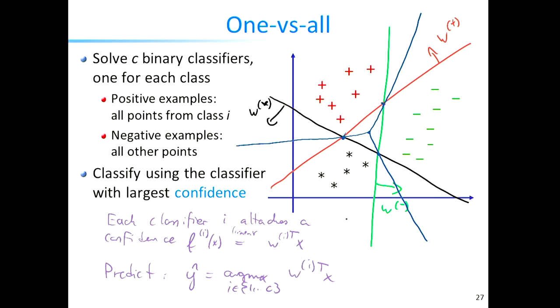Everything down here will be stars. Down here you'll predict minus, and up here you'll predict pluses. Here you'll predict pluses, here you'll predict star, and up here you predict minuses, and so on. So you see what I mean. These are the resulting decision boundaries you would get if you had normalized the weights precisely to unit length. That's the simplest possible multi-class classifier: take the binary SVM, train three SVMs for the three classes, or C SVMs for C classes, and then predict using the resulting confidence. Look at W transpose X for each class, and output the class with the highest score.